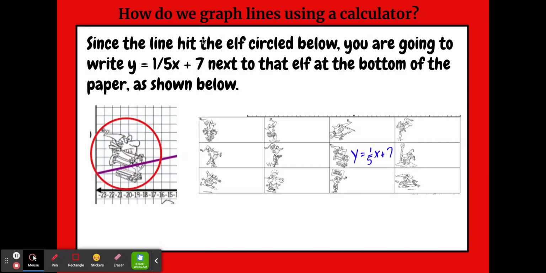Now, since that line hit the elf circled here, you're going to write y equals 1 over 5x plus 7 next to that elf at the bottom of the paper, like I did here. So at the top of the paper is the graph, but at the bottom are all the elves that you're going to be catching with the different lines. So that's where you would put the answer for this activity.